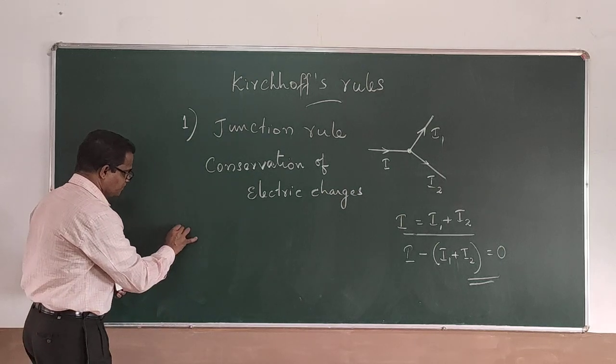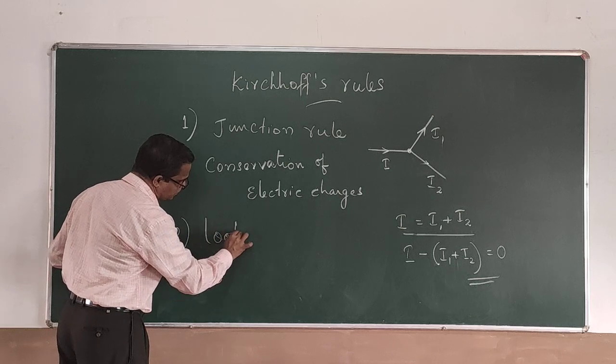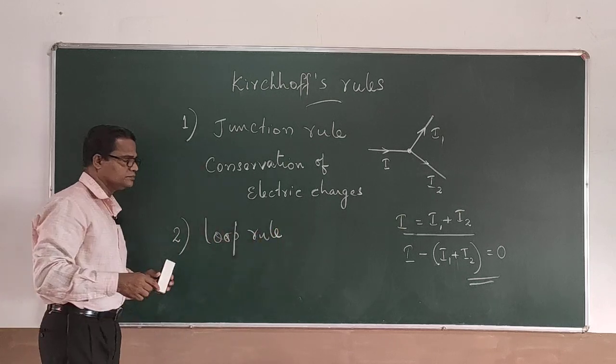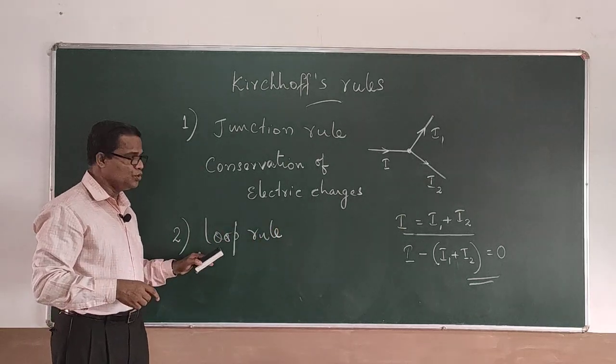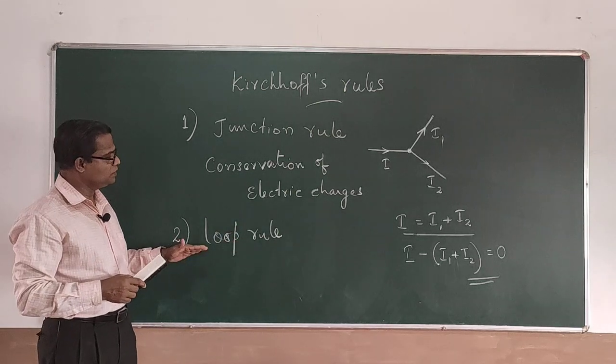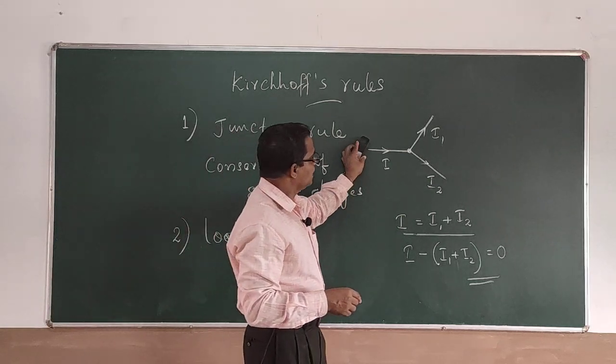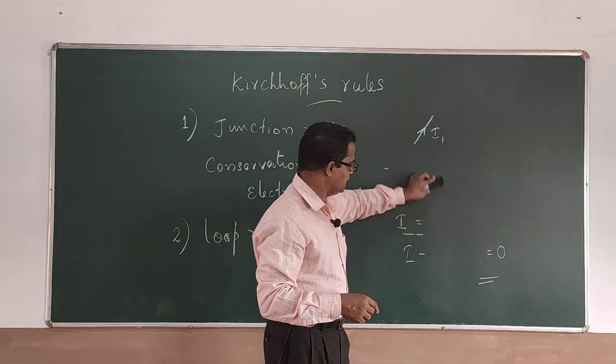The second one is called the loop rule. Loop rule actually relates to a closed path of an electric circuit.